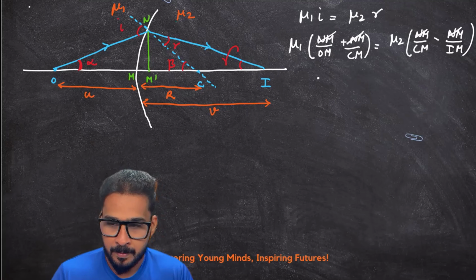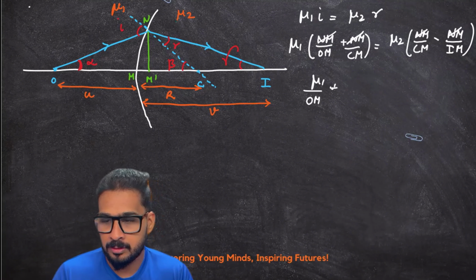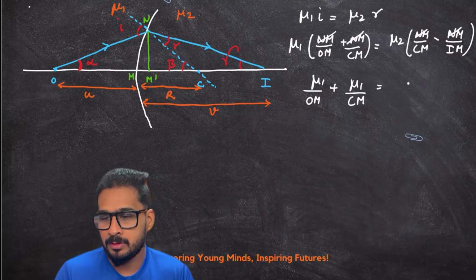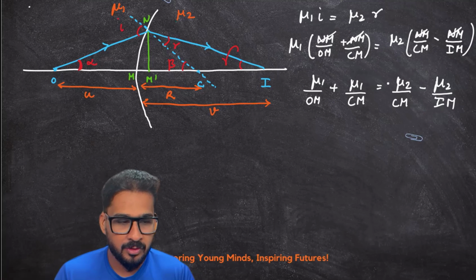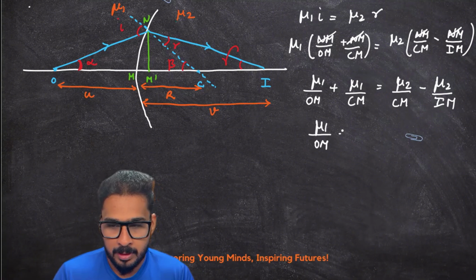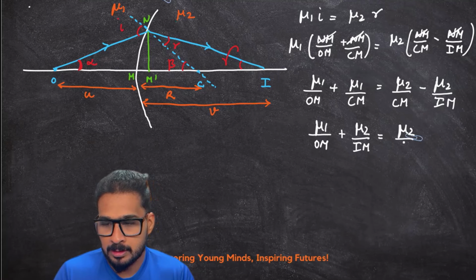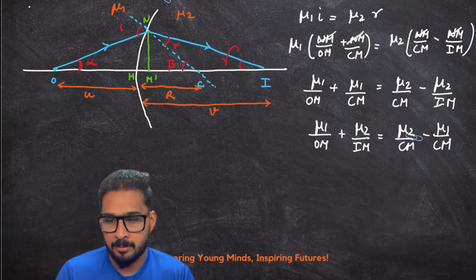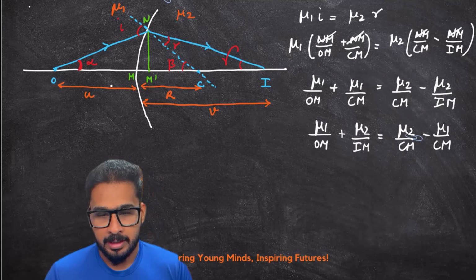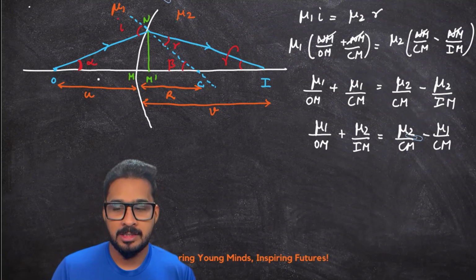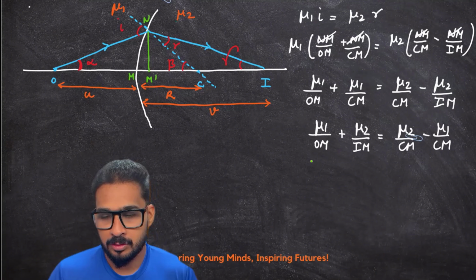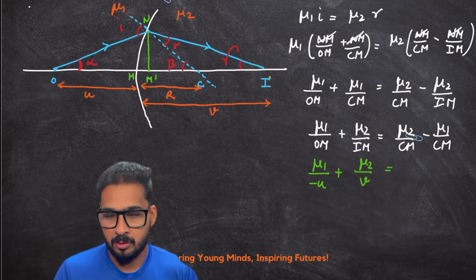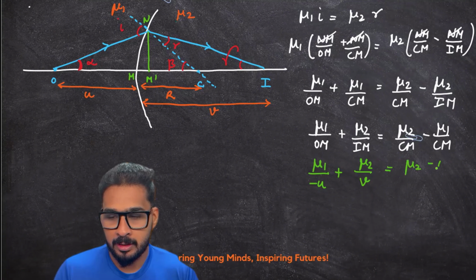You will get mu1 upon om plus mu1 upon cm, which is equal to mu2 upon cm minus mu2 upon im. Now rearrange it. Mu1 upon om plus mu2 upon im is equal to mu2 upon cm minus mu1 upon cm. Now, instead of om, I can take it as minus u by using the Cartesian sign conventions. Substituting the values, mu1 upon minus u plus mu2 upon v is equal to mu2 minus mu1 upon R.